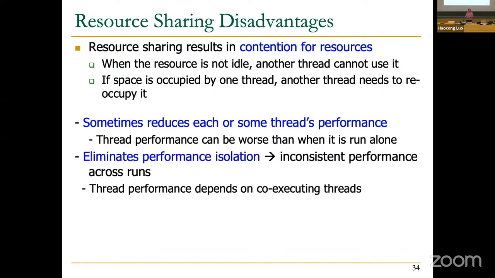The other issue, which is different from this, is performance degradation. But the resource sharing, if it's not controlled, leads to performance isolation being eliminated. Basically, you get different amounts of cache space allocated to you based on who's running together with you in the shared cache, right? You may be running with different applications at different times.